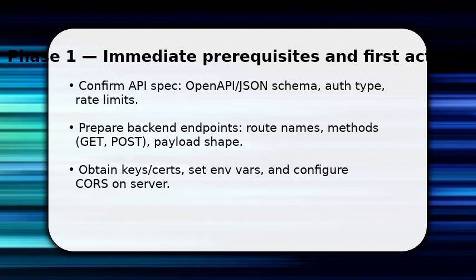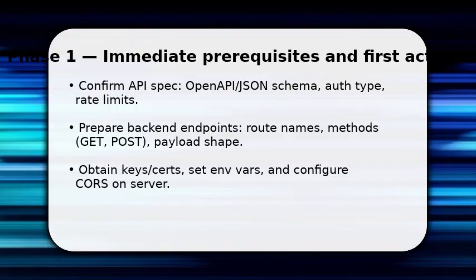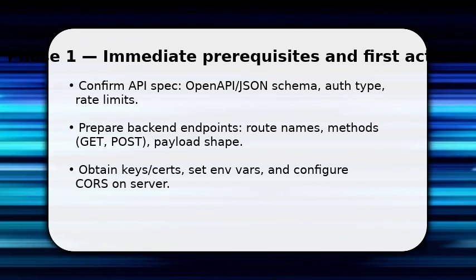Next, create the initial routes with correct HTTP methods and payload schemas. You want request and response shapes to align. Make sure to enable CORS only for allowed origins, and document rate limits and auth flows so the front end and any clients behave predictably.